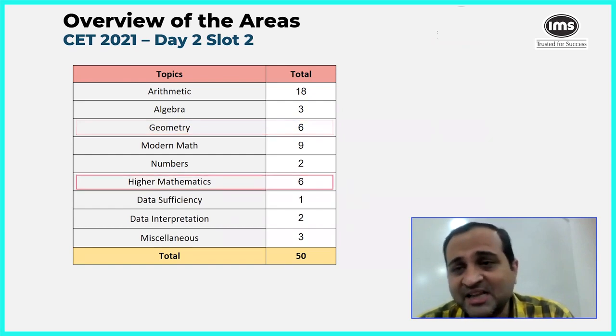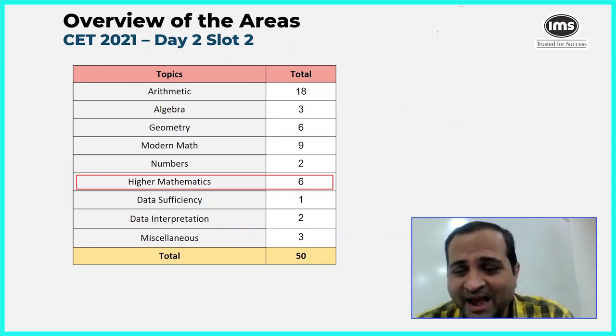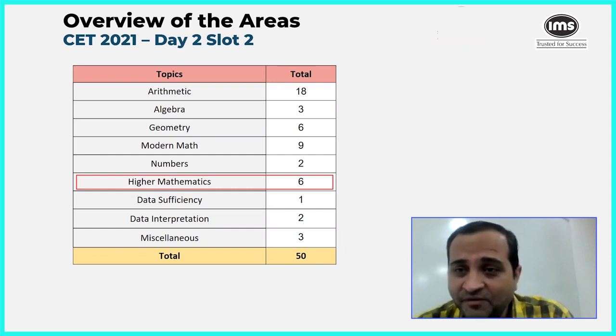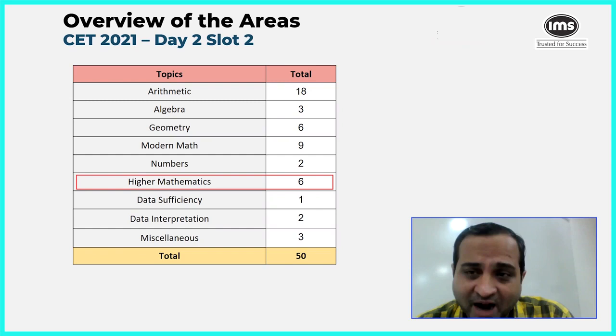The other is higher maths, which has sprung a surprise this year. And I'm sure many of you have been worried with questions coming up on derivatives and so on. Yes, this slot 2 had 1 question on derivative, 1 question on matrix, a 3x3 matrix, 1 question which was on linear programming based, and 1 question on systematic graphs and so on.